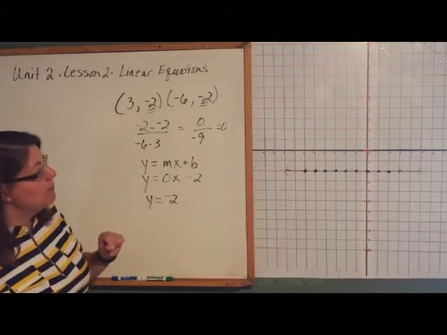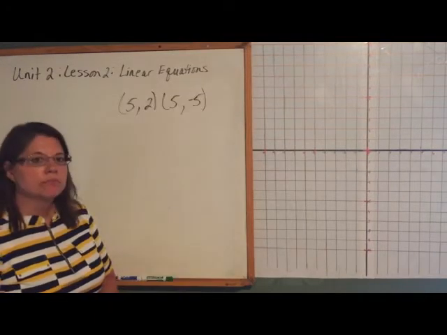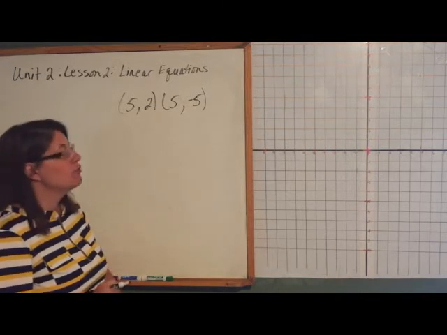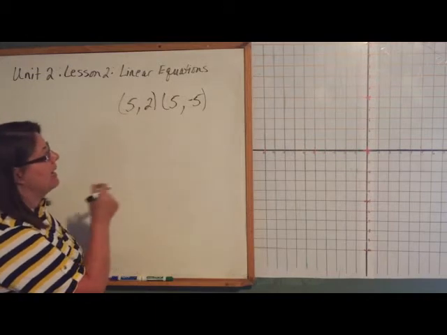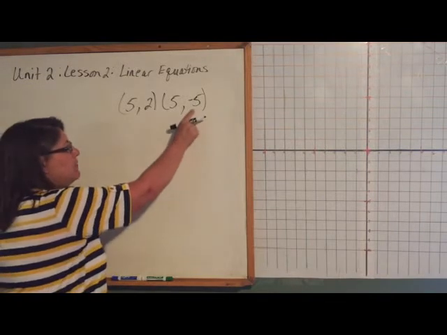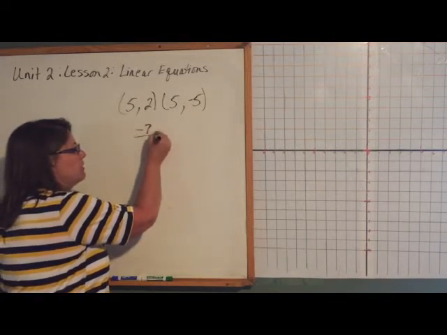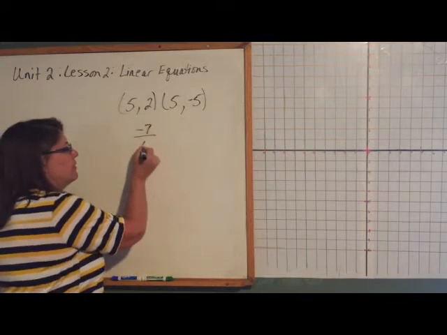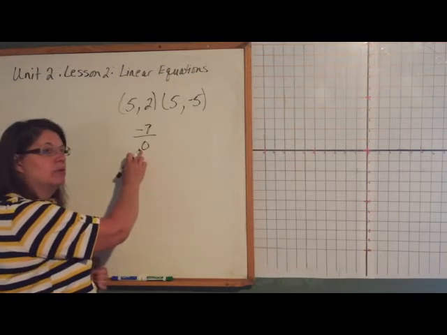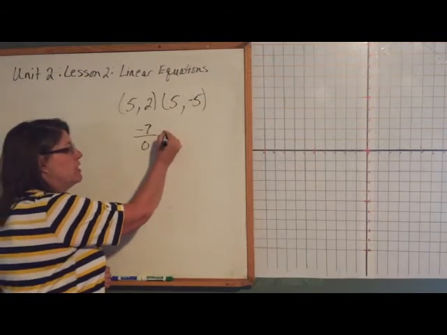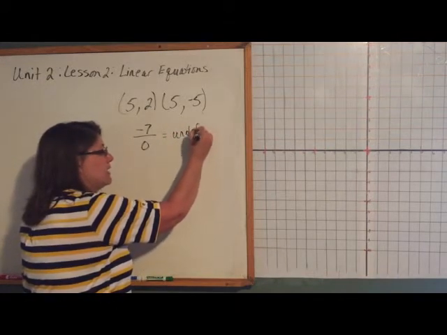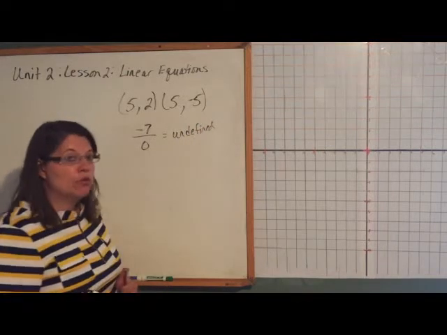So let's talk about what happens with the other special case. I have two more ordered pairs, and let's see what happens with these ordered pairs when we try to graph them and find slope-intercept form. If I find the slope, which is always what I'm going to do when I have two ordered pairs, I have -5 minus 2, which is -7, and 5 minus 5 is 0. Now remember, when we talked about slope, can we divide by 0? Any number divided by 0 is going to be, what did we say? We said it was going to be undefined or have no slope.